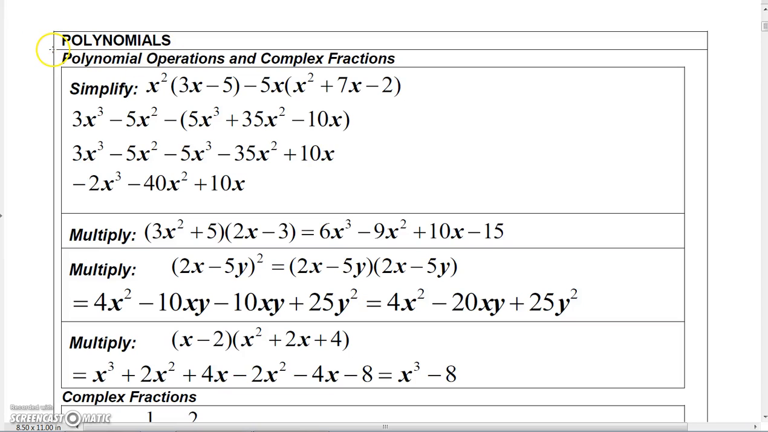Okay, now I'm going to move on to operations on polynomials, and you can review what polynomials are, but basically they're variables raised to powers. So I'm going to start out with just simplifying a basic polynomial expression here. Here I have x squared times 3x minus 5, minus 5x times x squared plus 7x minus 2.